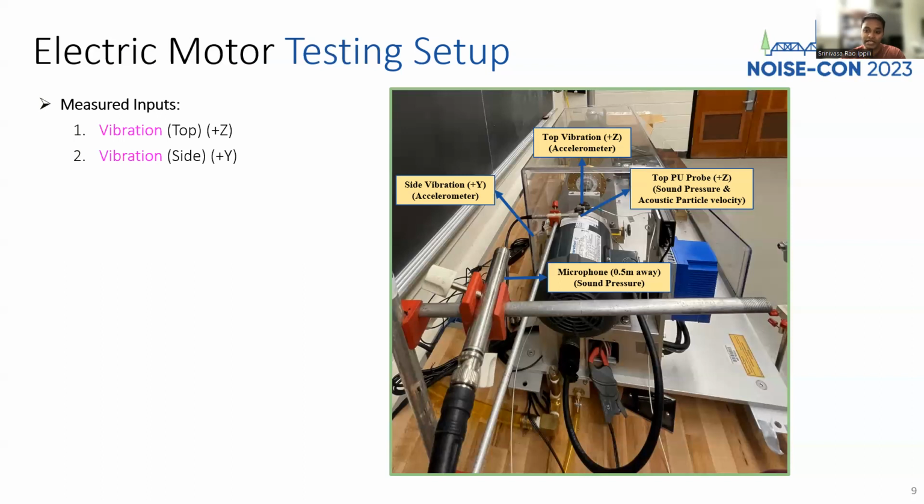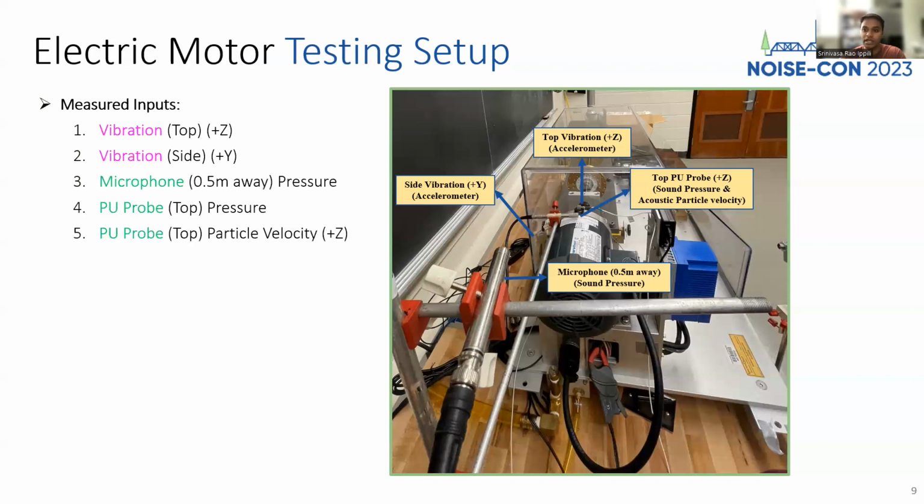Therefore, the measurement setup I used in my research study included multiple sensors. Firstly, two accelerometers, one placed on the top and the other on the side of the motor. Then two acoustic transducers, a microphone and a PU probe. The microphone is placed about half a meter away from the motor, and the PU probe is placed just on top, about half an inch above the motor.